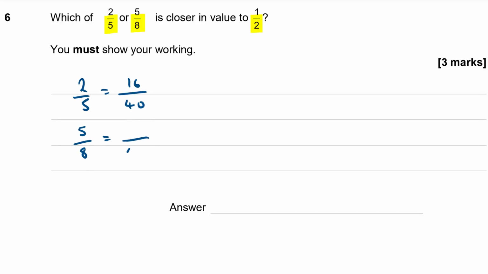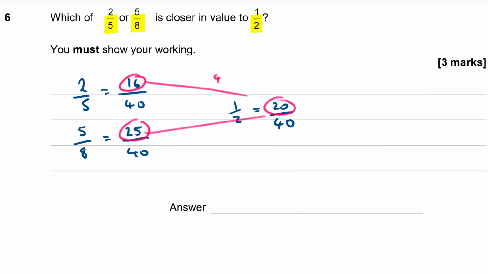5/8 is going to be equivalent to 25/40, and we're comparing it to a half, which is 20/40. So the difference between 16/40 and 20/40 is 4, and the distance between 25/40 and 20/40 is 5. So I would say that 2/5 is the closest.